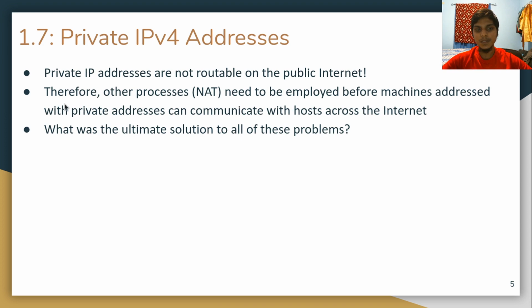Other processes, like NAT, network address translation, which we'll discuss a little later on, need to be employed before machines addressed with private addresses can communicate with hosts across the internet. But this whole NAT thing broke a lot of fundamental internet principles, and as you'll see, it gets a bit complicated, because IPv4 wasn't meant to be stretched as far as we are stretching it nowadays.